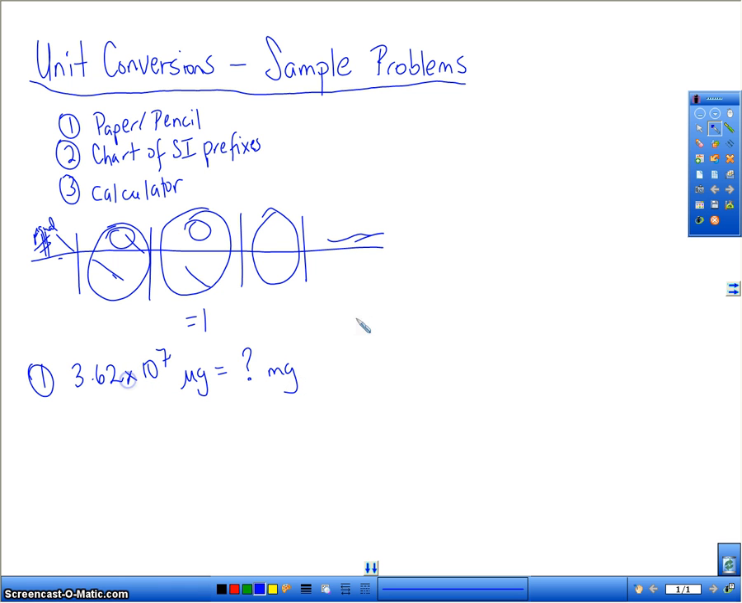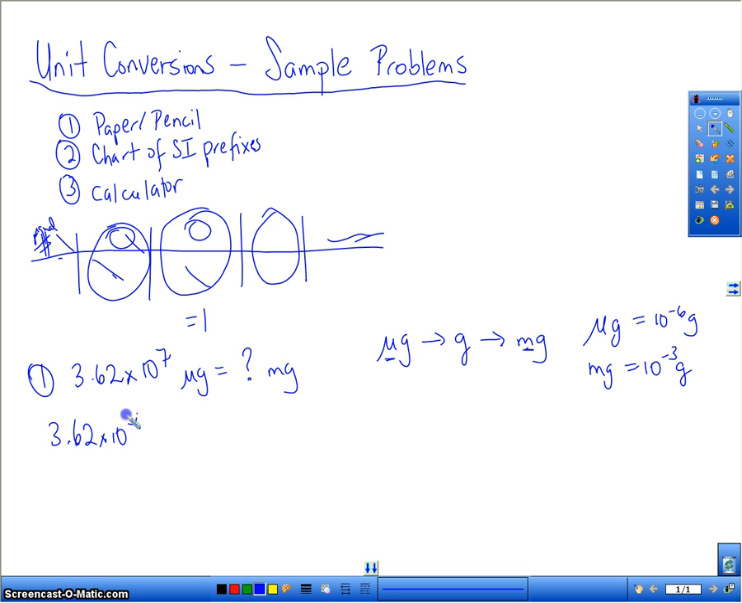For this particular example, we have to go from micrograms to the base unit of grams to the final unit of milligrams. So I'm going to need to know what a micro is and a milli is. I'll look up micro, and I'll see that a microgram is 10 to the minus 6 grams, and a milligram is 10 to the minus 3 grams. I looked that up on my chart. So again, I'm going to start with my number that I'm given, 3.62 times 10 to the 7th micrograms, and I'm going to set up a chart.